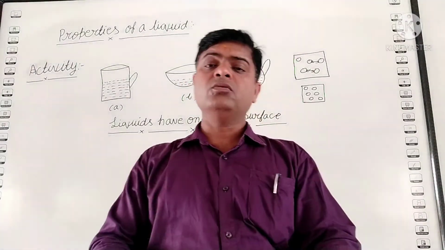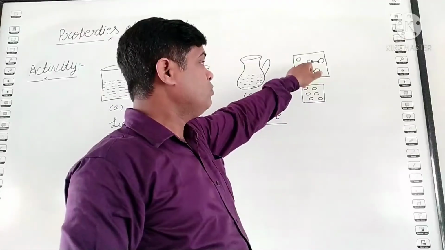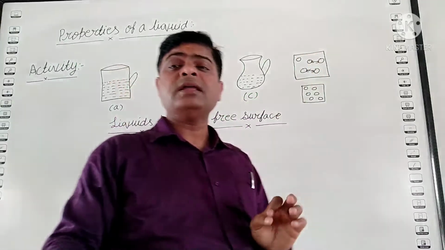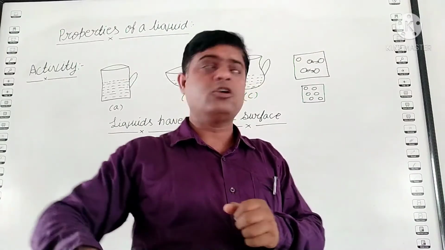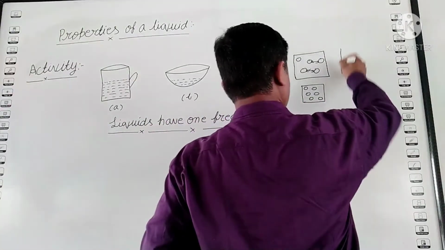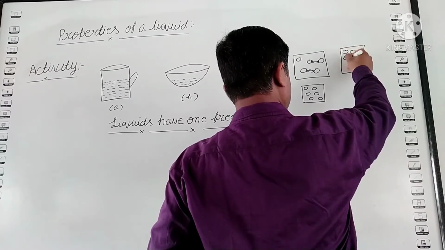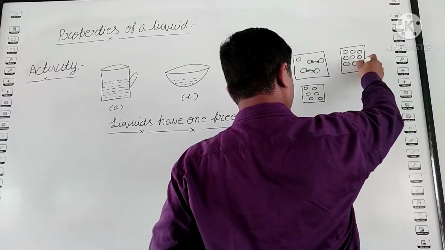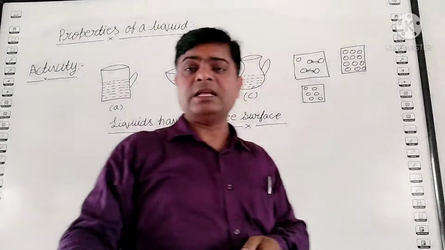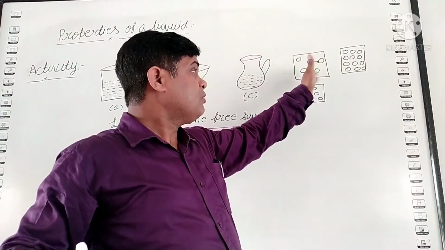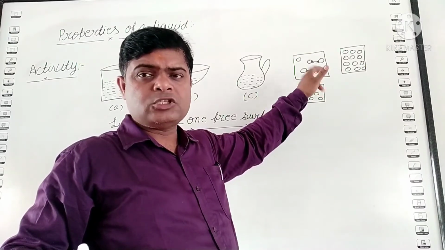Student, you know in liquids the distance between two particles is more than in solids. They are not closely packed. In solids, the molecules are tightly packed to each other. It means the space is very less. But in liquid, the space is more than in solid.